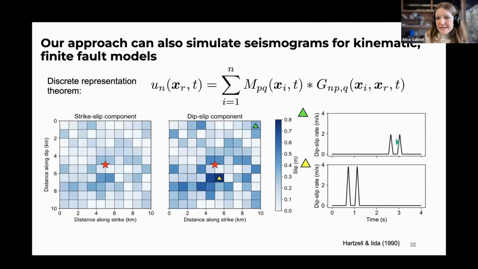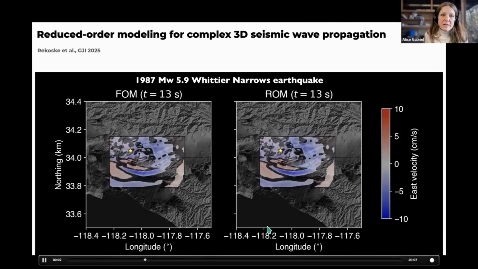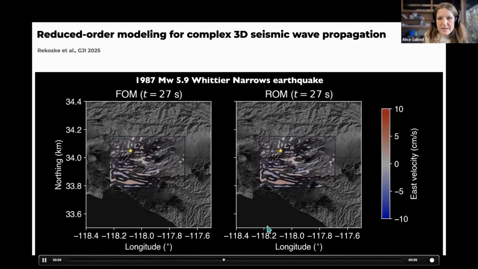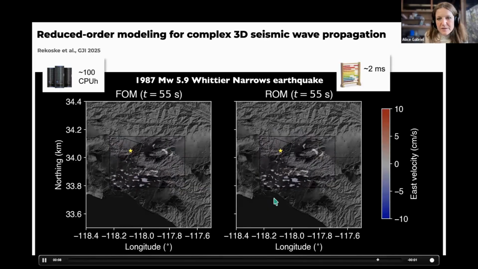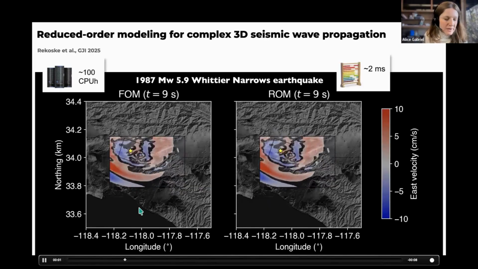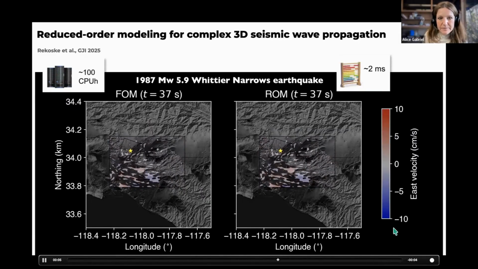You can do complicated source time functions like this one, where we have 2 pulses happening. That is actually the source time function of the moment magnitude 5.9 Whittier-Narrows earthquake. And you can see this comparison of the wave propagation of our expensive forward simulation and our reduced order model that was done in milliseconds here. And hopefully you don't see many differences.